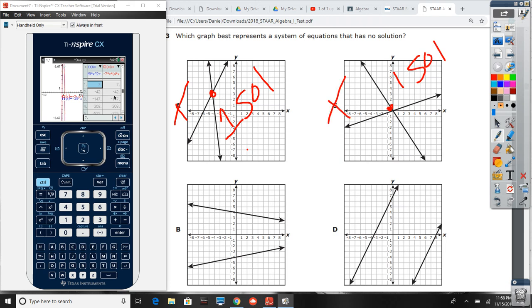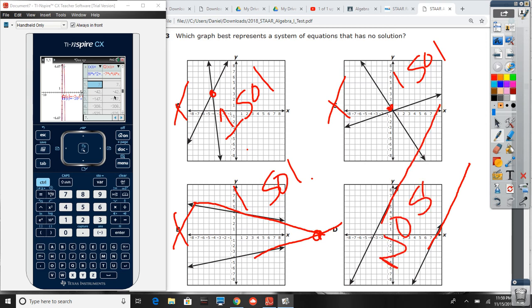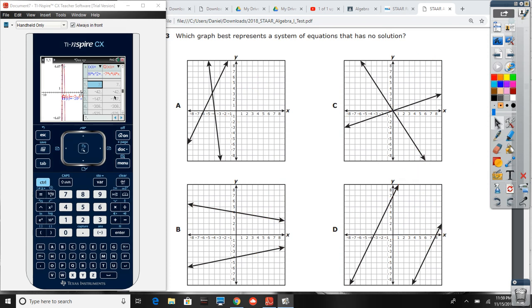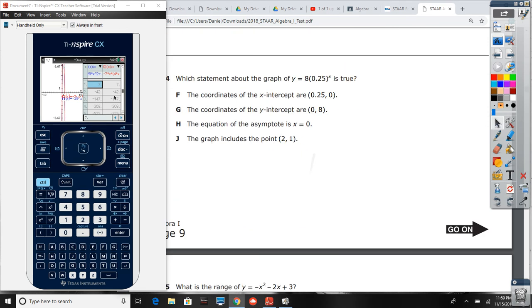This one, I can't see a solution, but I know that they're going to cross eventually, and the solution is going to be right there. So that one's going to have one solution. And these are clearly parallel. They're never going to touch. So these are the ones that have no solution. My answer is D. Okay, so that one was super easy. You didn't even need a calculator. You should get any questions that talk about solutions of systems on graphs. You should be getting those right because they're just easy.